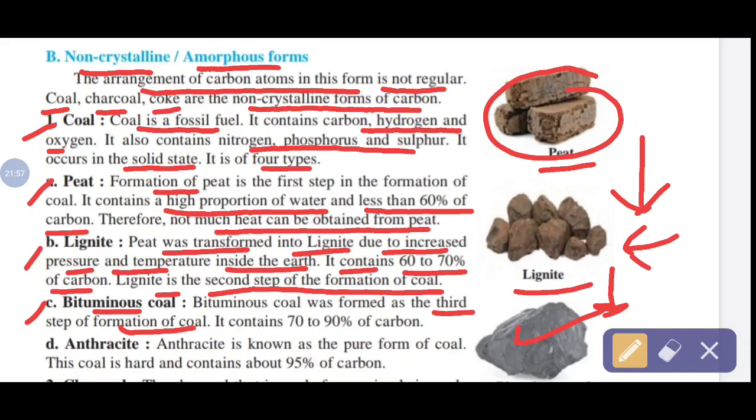It contains, underline, 70 to 90% of carbon. So the percentage of carbon increases from peat to coal. In peat it is less than 60%. In lignite, 60 to 70%. In bituminous, 70 to 90% carbon is present.